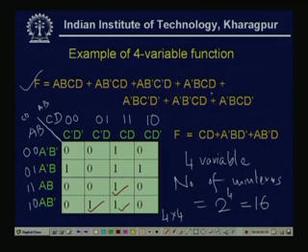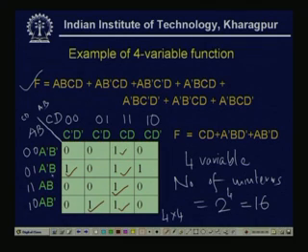Then a dash, b, c, d, so it is the 2nd row and 3rd column. Now, a dash, b, c dash, d dash. For a dash, b, this is the 2nd row, and c dash, d dash means the 1st column. So this is the 5th min term. And a dash, b dash, c, d means a dash, b dash is the 1st row and c, d is the 3rd column. Then a dash, b, c, d dash.